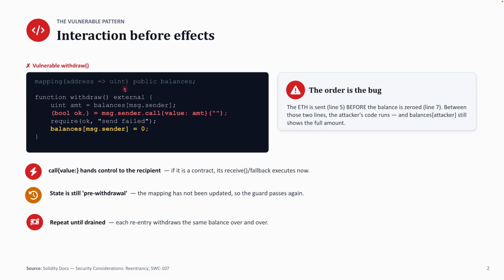This balances mapping is not yet updated during the interaction. So the guard passes again, and at last this step is repeated until drained. Each re-entry withdraws the same balance over and over.